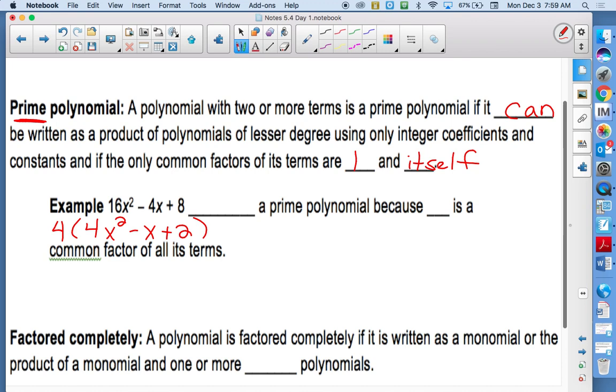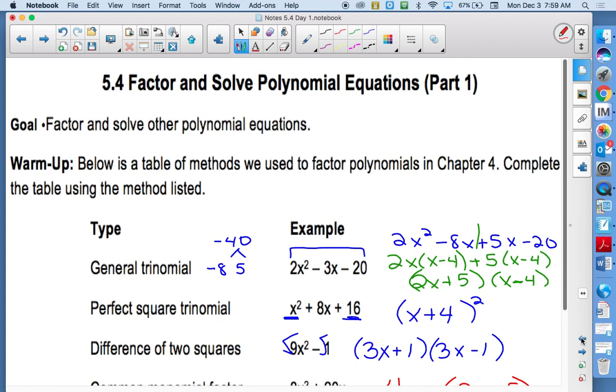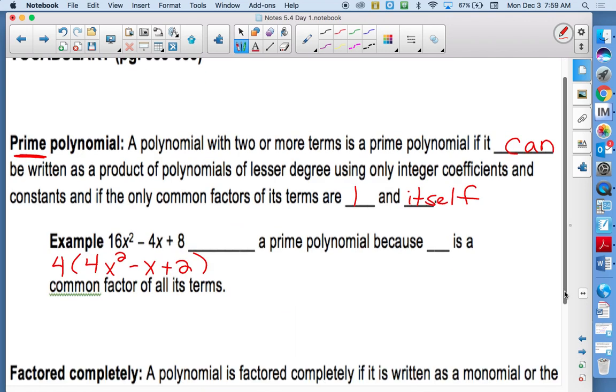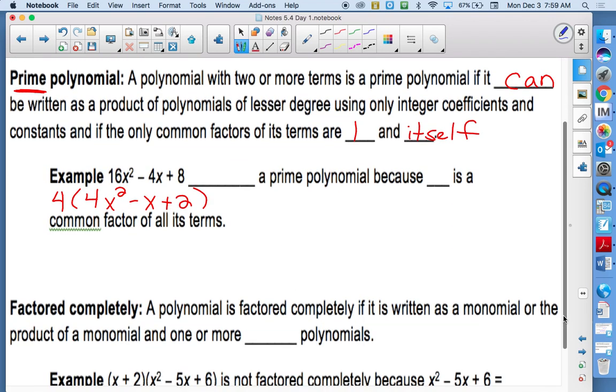Is there a greatest common factor? If so, we need to pull that number out. Now, using the steps that we just talked about above, it kind of looks like we have a general trinomial now. So the next step would be to continue to factor it. To factor it, we would take 4 times 2, you get 8. And we're supposed to come up with the factors that multiply to be 8, but combine to be -1.